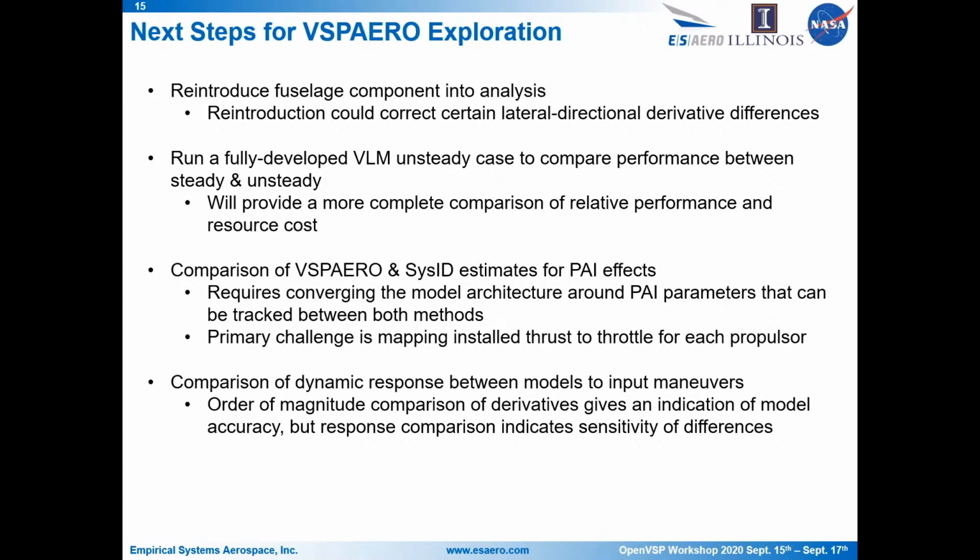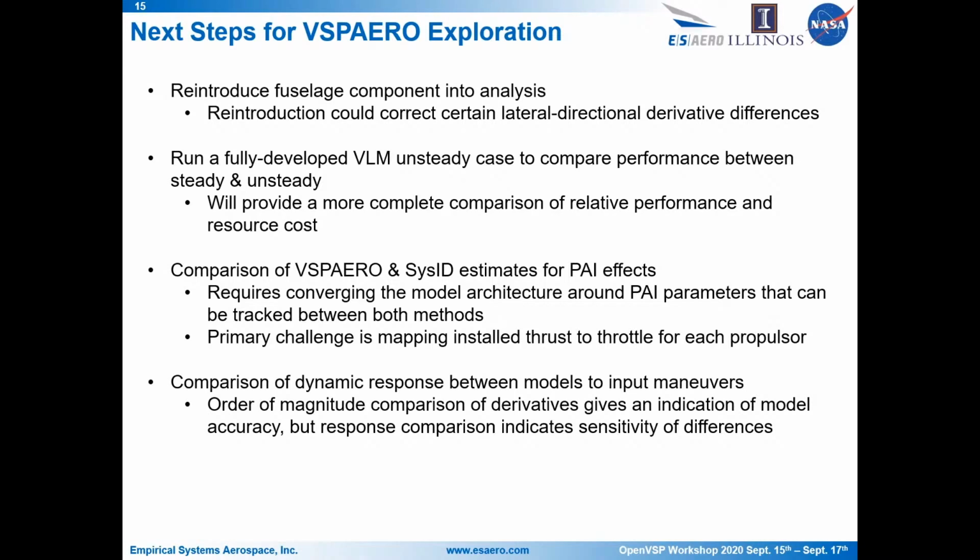We also want to take a look at the VSPAERO and system identification estimates for propulsion airframe interactions and their effects. This may require converging the underlying dynamics models between the two approaches around propulsor parameters that can be tracked between both methods. The challenge being how we connect installed thrust on the flight vehicle to throttle, which is something that we can directly measure, and how we navigate that gap.